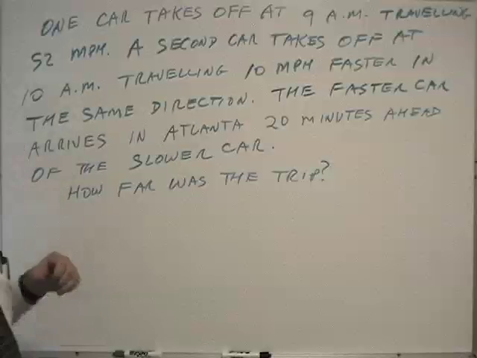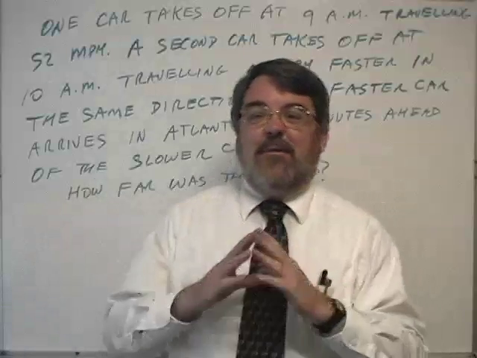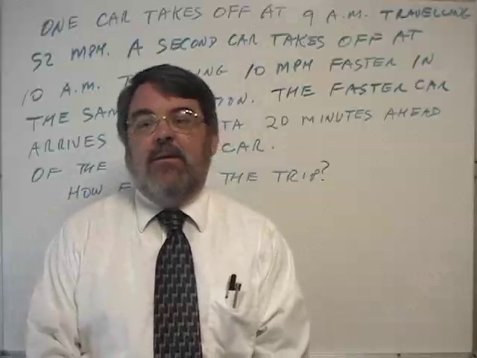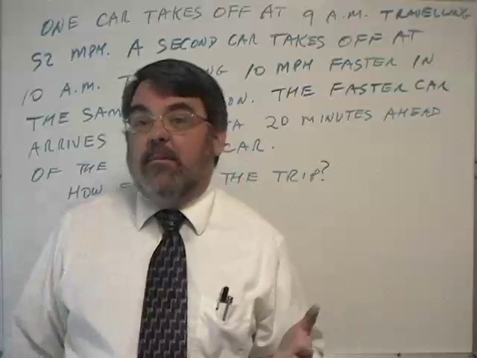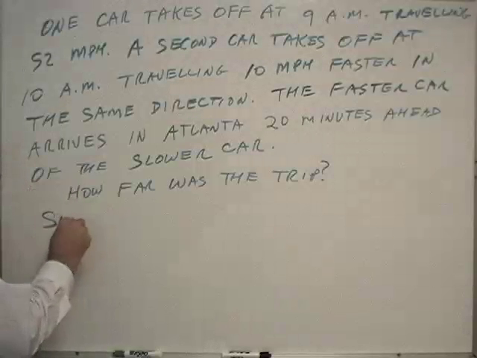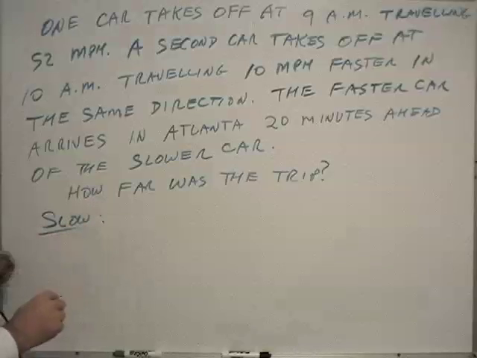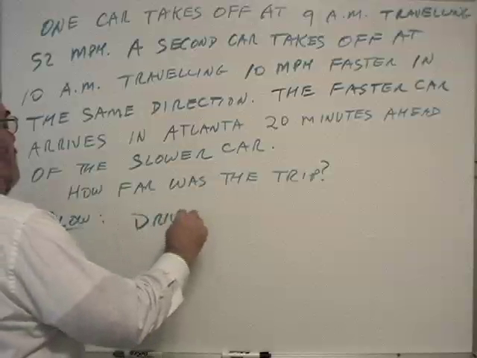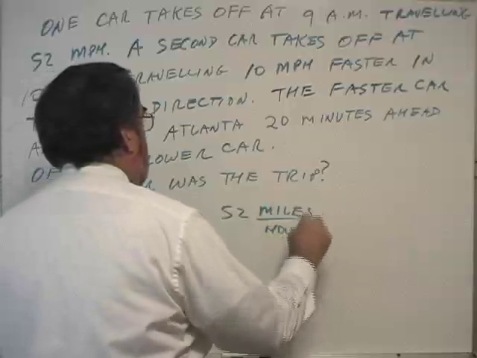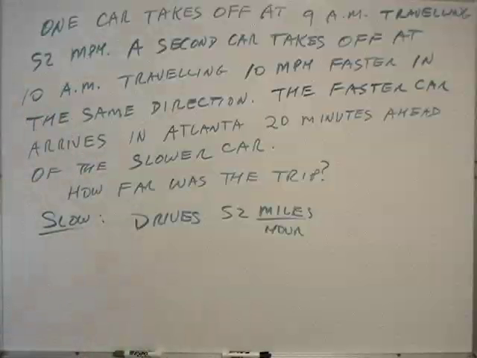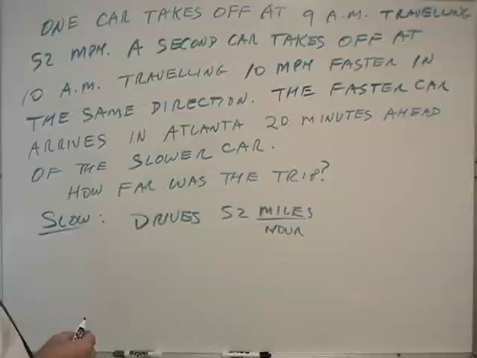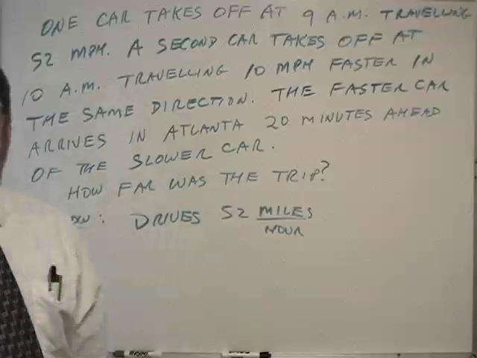Okay, well, let's try to put this information together. Typical of all these rate, time, and distance problems is that you have two trips to consider. In this case, we have a slower car and a faster car. So let's write down what we know about each car. The slow car drives 52 miles per hour for how long? Well, we don't know when they arrived, so let's just say that he drives 52 miles per hour for t hours.